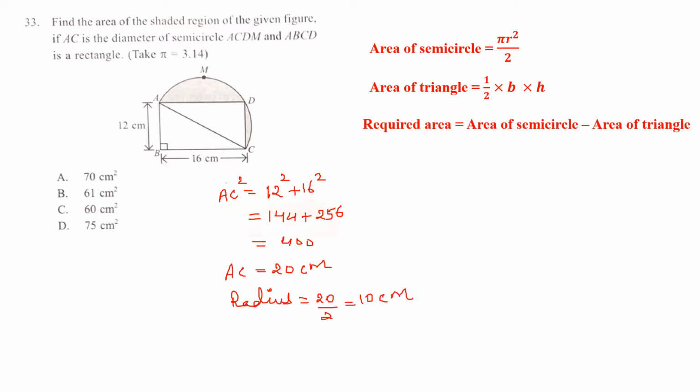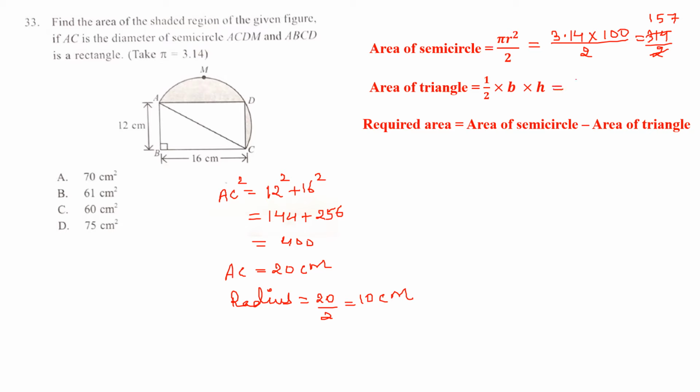So from here now you know the value of radius. So now I'm going to put the value. Pi is 3.14. Radius square is 10 square, which will give you 100, divided by 2. And 3.14 into 100 will give you 314 by 2. And if you simplify it, it will give you 157. So area of the semicircle is 157.